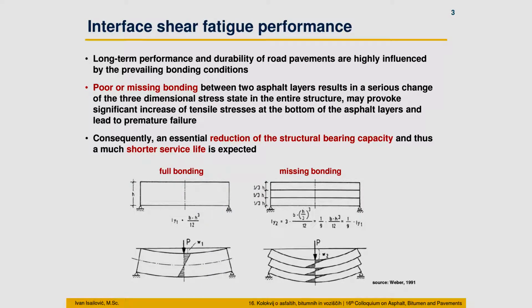Therefore, long-term performance and durability of asphalt pavements are highly influenced by the prevailing bonding condition. For example, poor or missing bonding between two asphalt layers will result in a serious change of the three-dimensional stress state in the entire structure and may provoke a significant increase in the stresses at the bottom of the asphalt layer, and consequently an essential reduction of the structural bearing capacity, so a much shorter service life is expected.